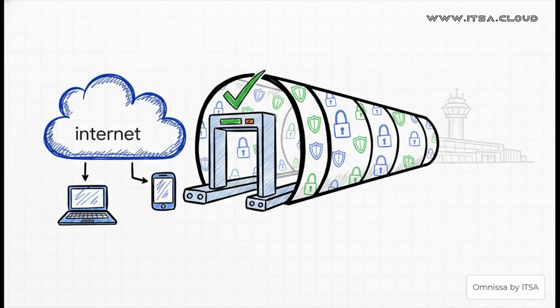Now, what about all of us trying to connect from the outside world, from the internet? How do we get in securely? Well, that's the job of the Unified Access Gateway, or UAG. The easiest way to think about it is like the airport's main security checkpoint. It creates a secure, encrypted tunnel for all the incoming traffic, making sure only authorized people ever make it inside.